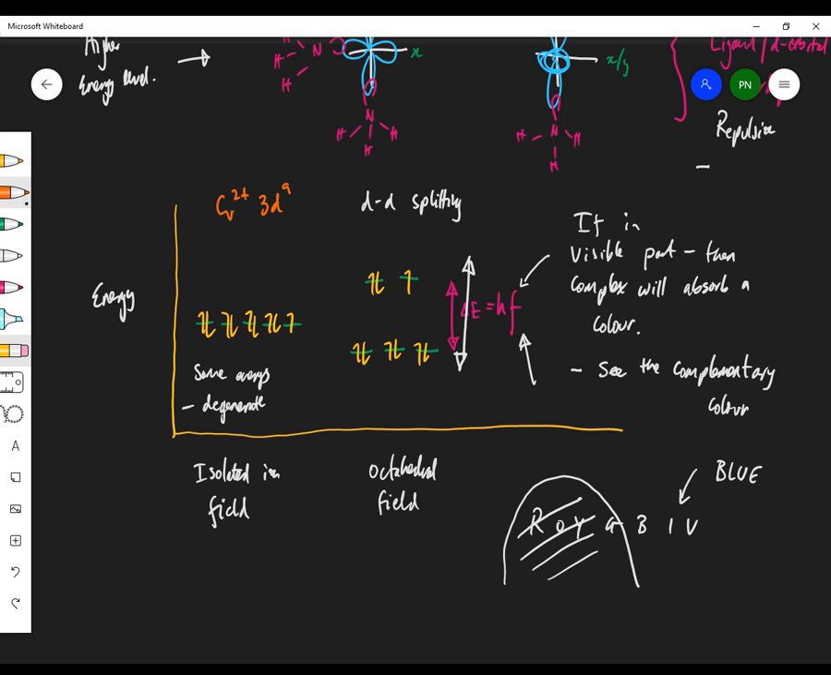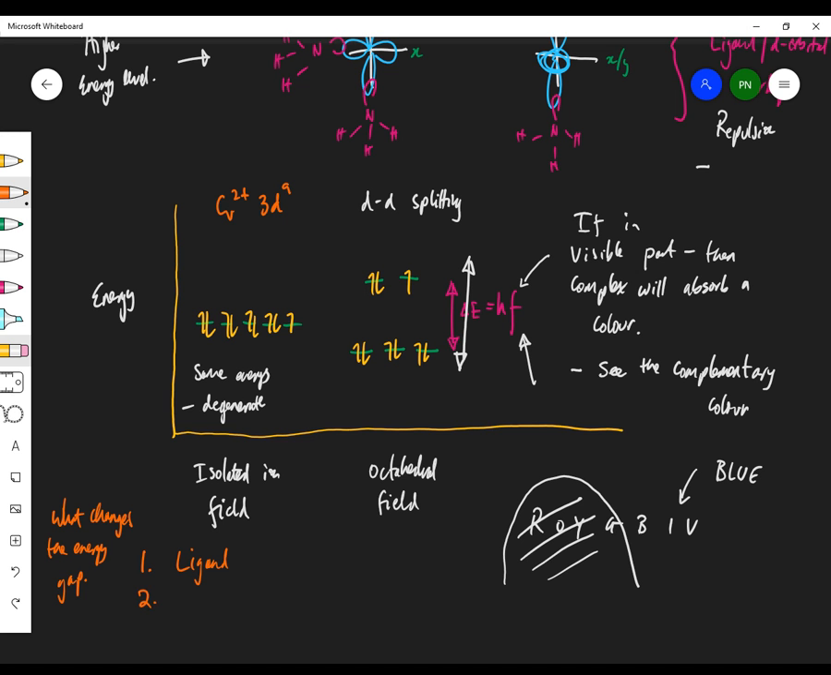So one thing, or two things, I should say. Let's write these down so we don't forget them. What affects, or what changes, the energy gap? Number one thing is the ligands. The ligand gets really close, and that can widen up the gap. So the ligand can widen it up or close it down.